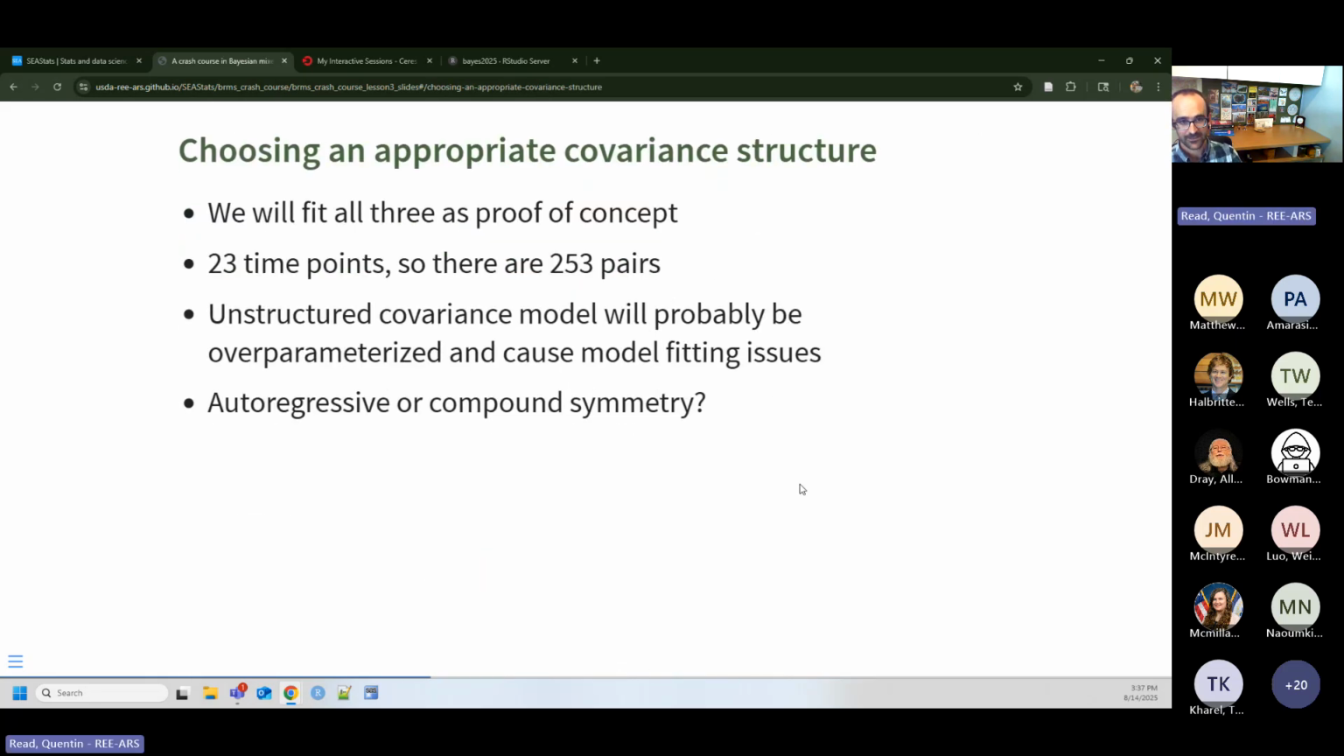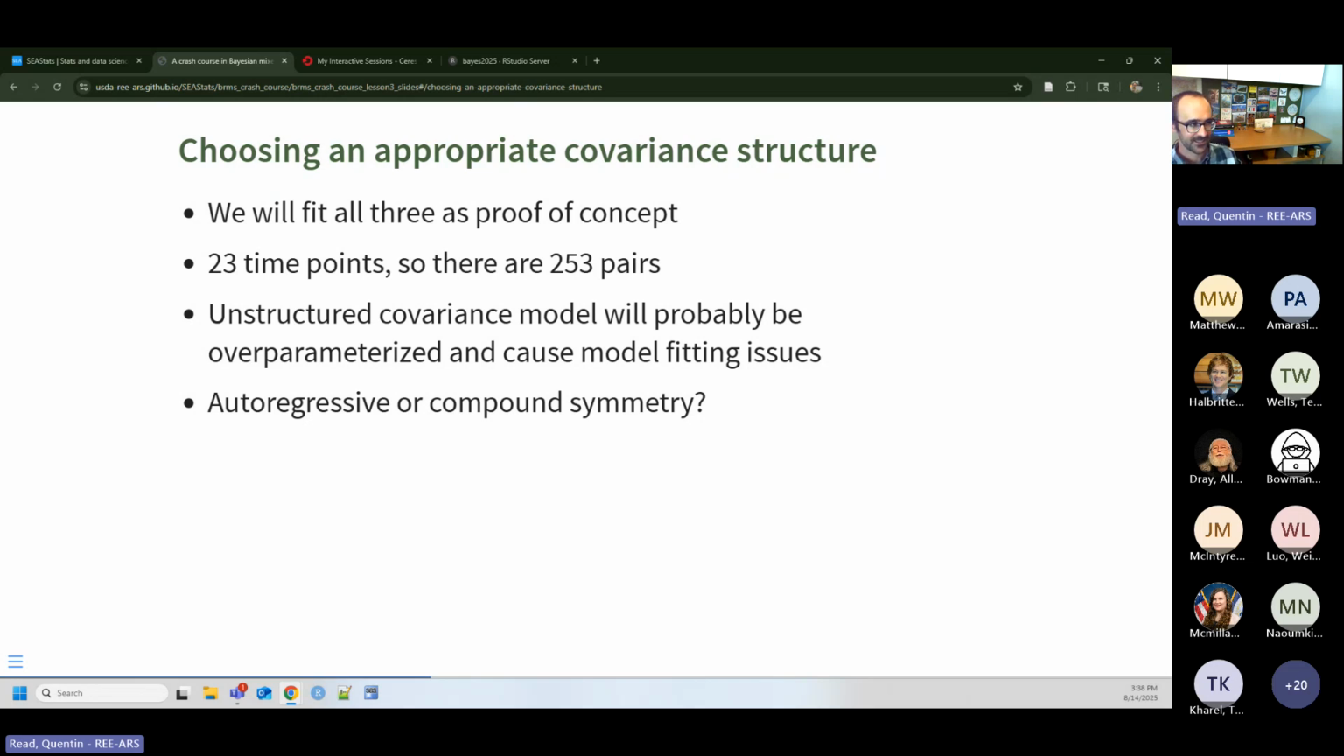We're going to do all three of these on our cow data just to see how they do. And remember, we have 23 time points. It was easy enough to look at the matrix with 4 time points, which has 6 parameters, but with 23 time points, there are actually 253 parameters. Whether it's frequentist or Bayesian, if you have a model with way too many parameters for the amount of data you have, whatever algorithm you use, even with priors, is going to have trouble fitting it.